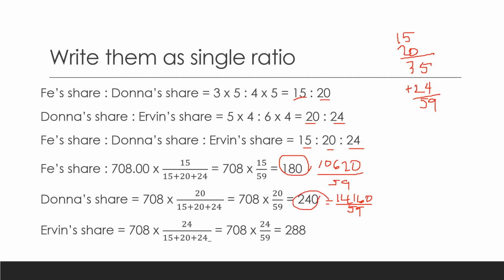Next, how about Erwin's share? Erwin has 24. Okay, so 708 times 24 over 59. So if we're going to multiply 708 times 24 equals 16,992 over 59, then divided by 59 equals 288. So this is correct.